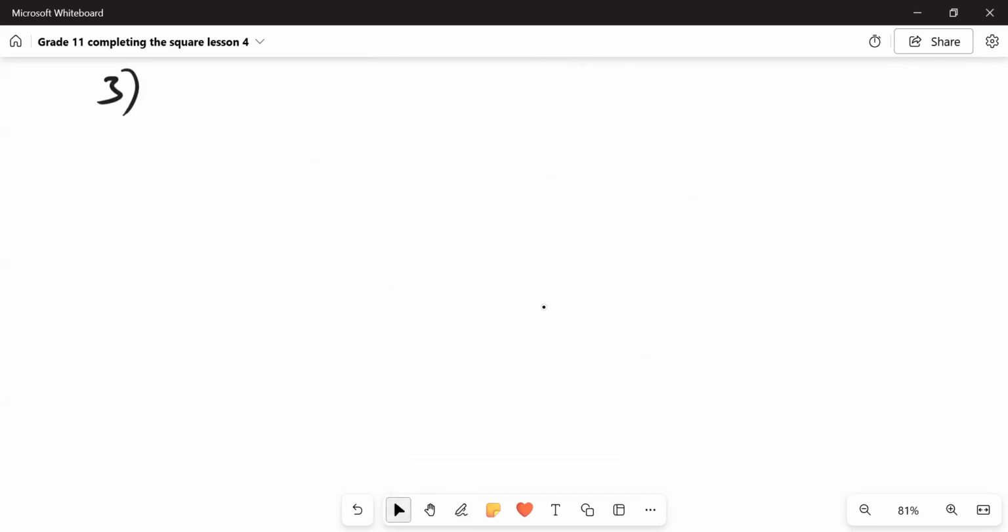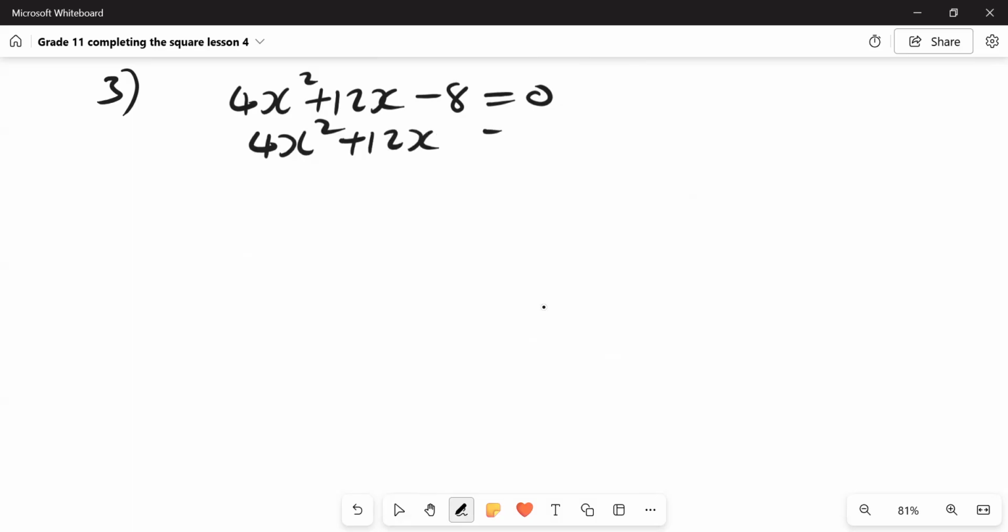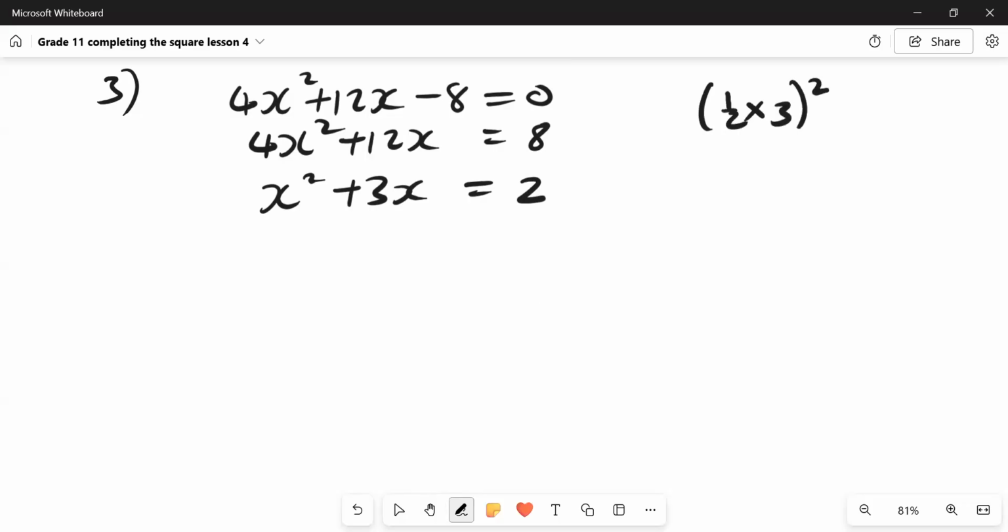We have to solve for x, and then we are given 4x squared plus 12x minus 8 equals to 0. Again, we have to divide by 4 after we've transposed the constant. So constant there is 8. We divide everything by 4, and you'll end up with x squared plus 3x equals to 2. And then we introduce our half. 1 over 2 times 3 squared equals to 3 over 2 all squared.